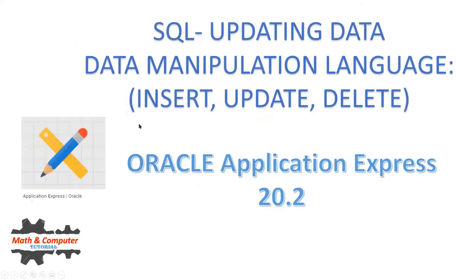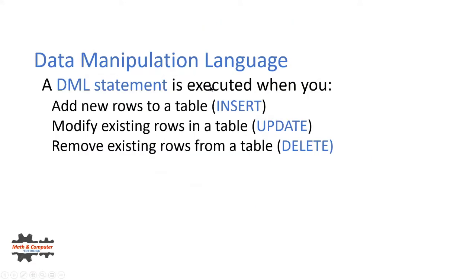Okay, so today's video, I will discuss how to update records using DML statements, or data manipulation language, using insert, update, and delete statements. A DML statement is executed when you add new rows to a table using the insert statement. To modify existing rows in a table, we'll use the update statement. To remove existing rows from a table, a delete statement will be used.